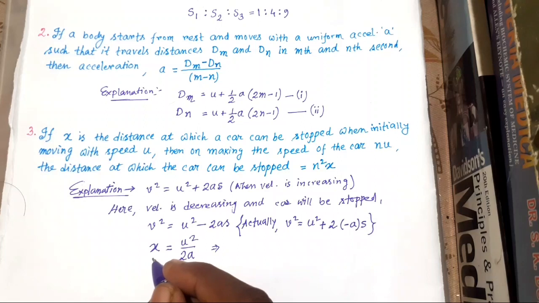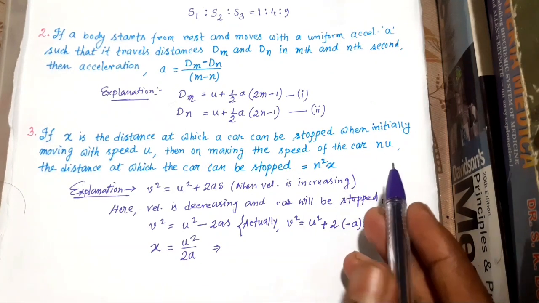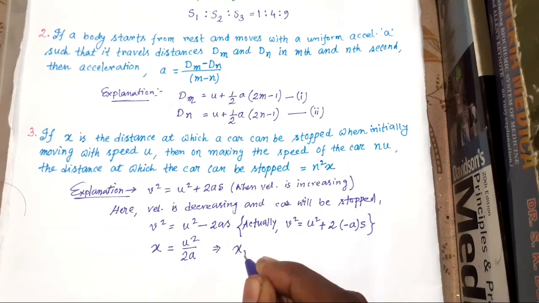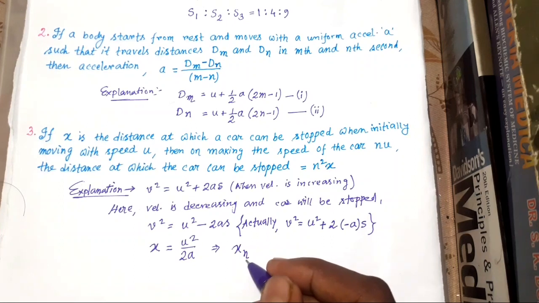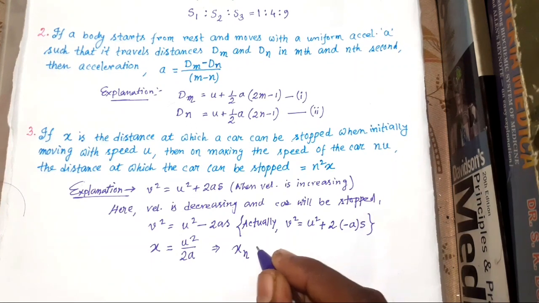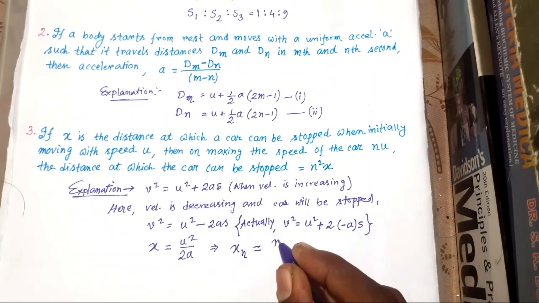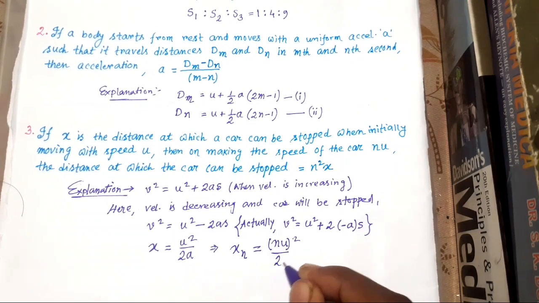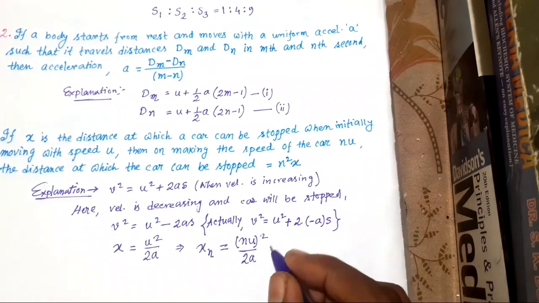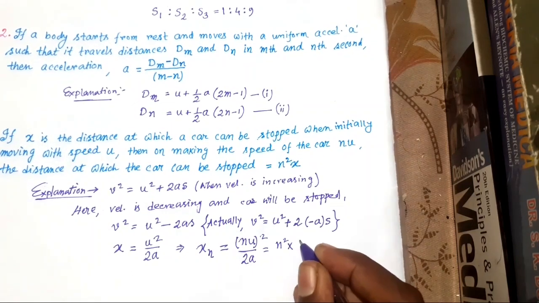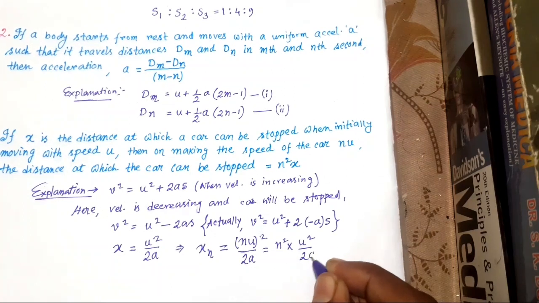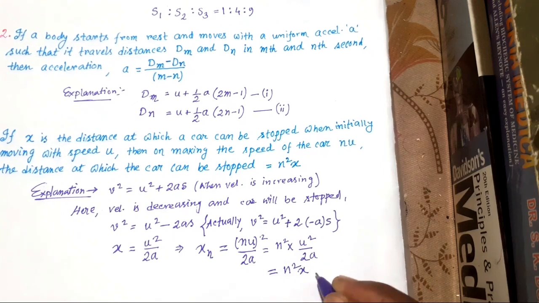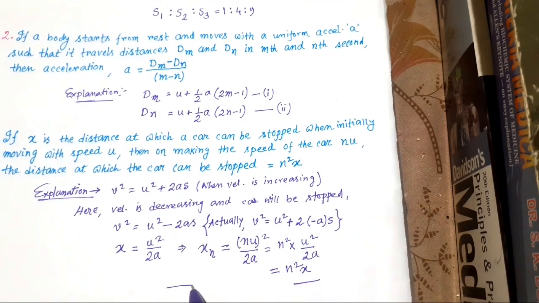Now the second time, this speed is nu, so the stopping distance is xn. When the speed is nu, the speed squared is n²u², divided by 2a, so this is n² into u²/2a, so this is n²x. Okay, thank you.